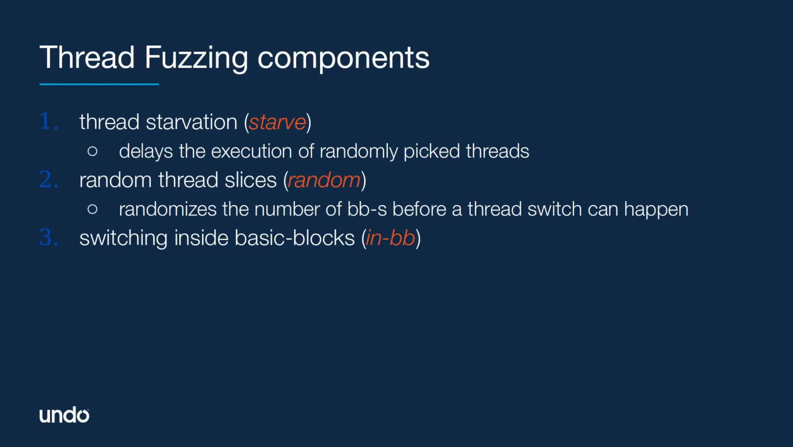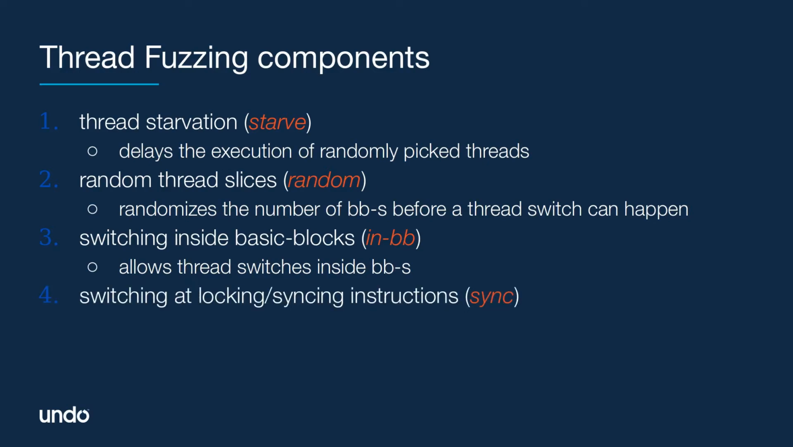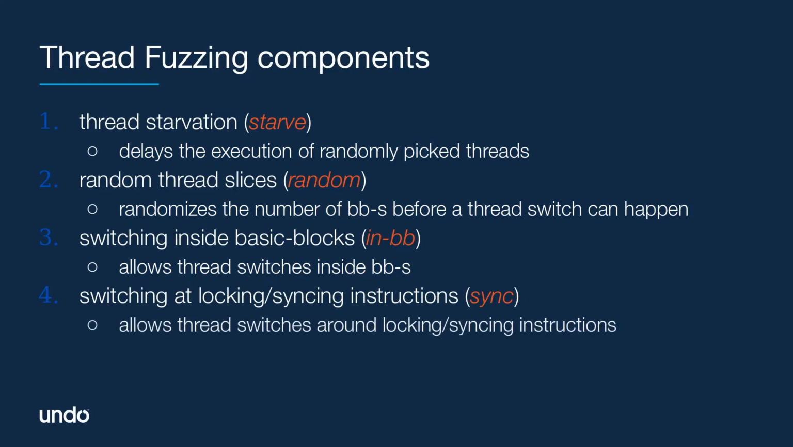Third is switching inside basic blocks. By default, LiveRecorder doesn't allow basic blocks to be interrupted. With this option, thread switches can happen anywhere. The fourth and final component is switching at the locking or syncing instructions. By allowing extra thread switches around these instructions, we can make it more likely that another thread, where locking is not done correctly, will be run at this point, exposing a concurrency bug.